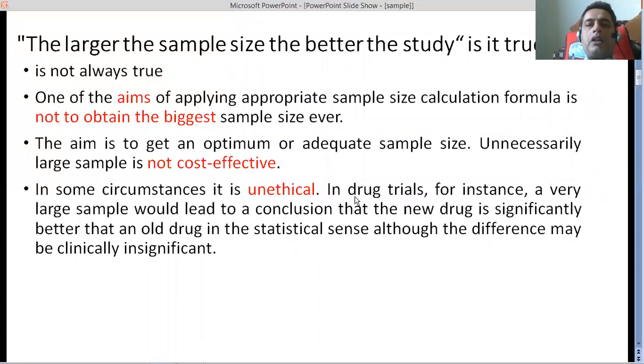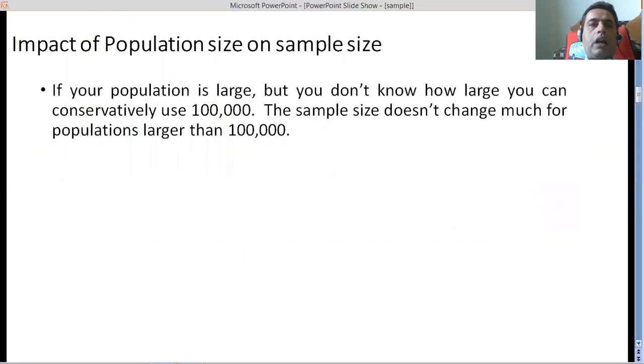For instance, in drug trials, a very large sample would lead to a conclusion that the new drug is significantly better than an old drug, in the statistical sense, although the difference may be clinically insignificant. So that would give a wrong message to the clinicians and other people concerned, that the new drug is better, but in reality, it would not be better. So that's why a bigger sample size is not always the answer to get reliable data.